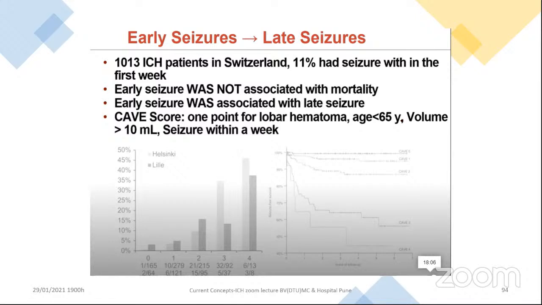So they developed something called a CAVE score. One point each for lobar hematoma, age less than 65 years, volume more than 10 ml, and seizure within a week; these patients require anti-epileptic medication. So we have some type of description of when we can start, depending on the CAVE score, and this score is dependent on lobar hematoma. Okay, so that's another interesting thing that we learned today.